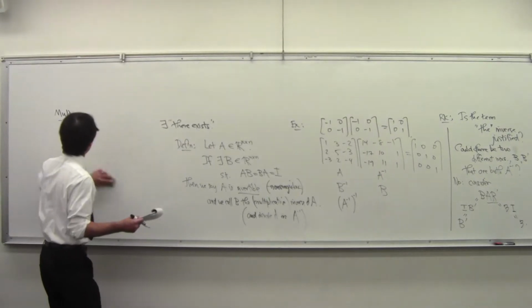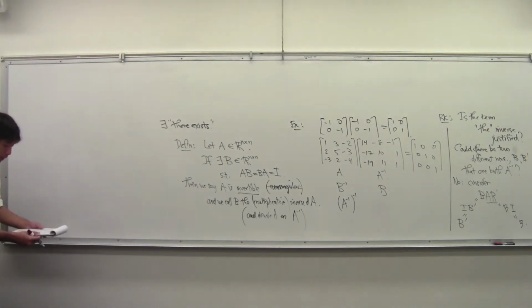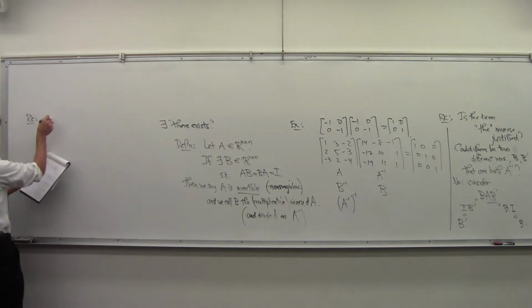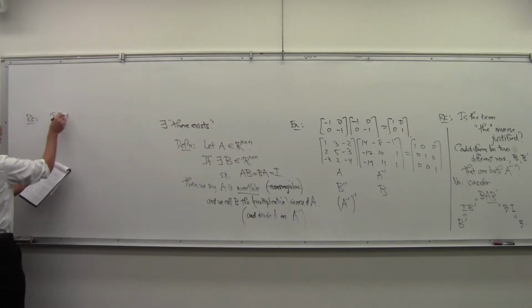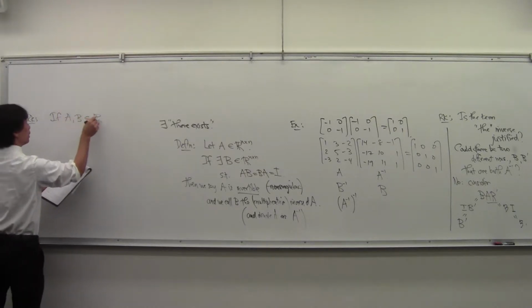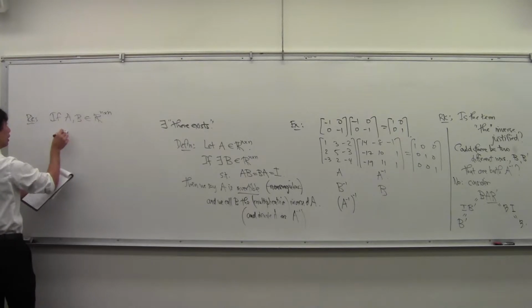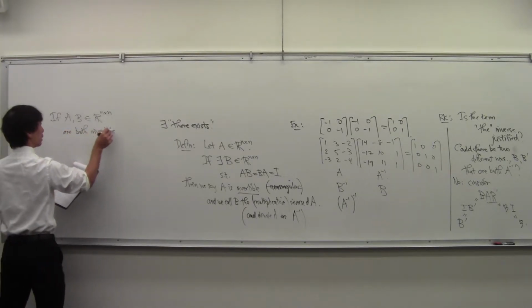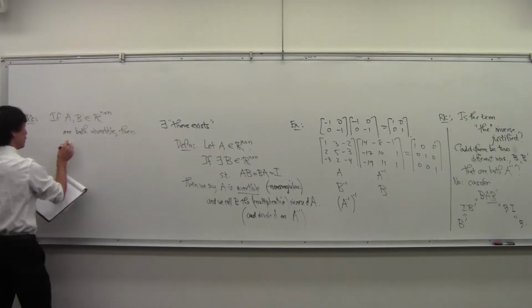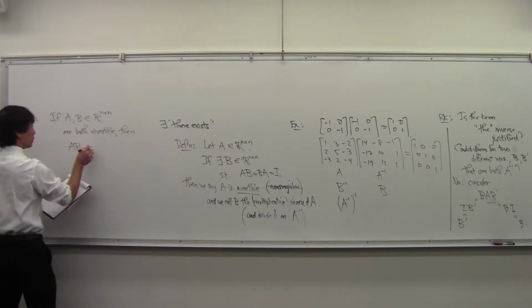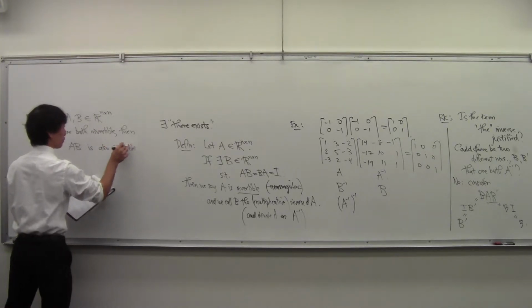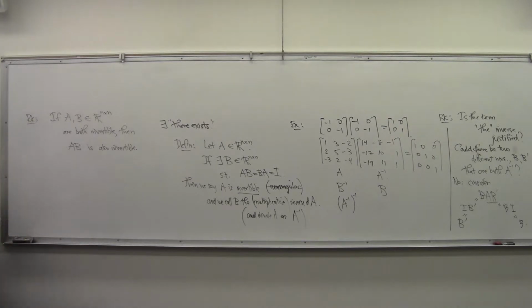Okay, let's go on. Another observation is that if A and B, square matrices, are both invertible, then the product of them is also invertible. So any product of invertible matrices is still going to be invertible.